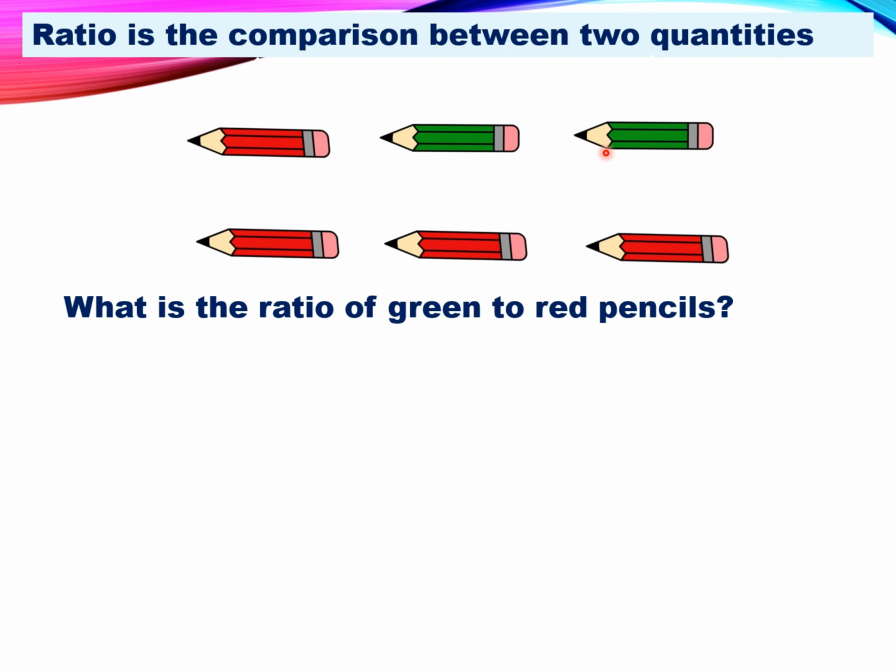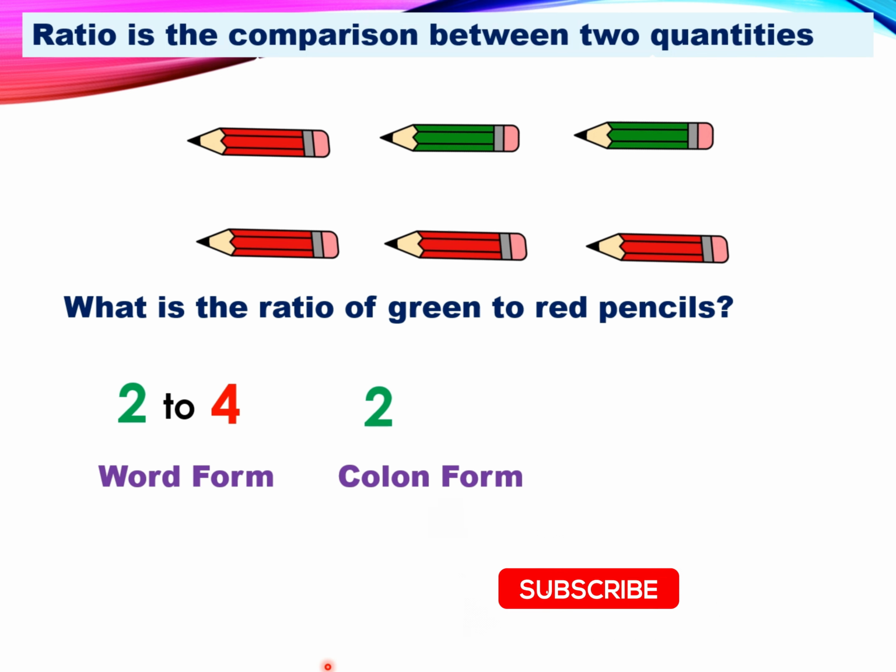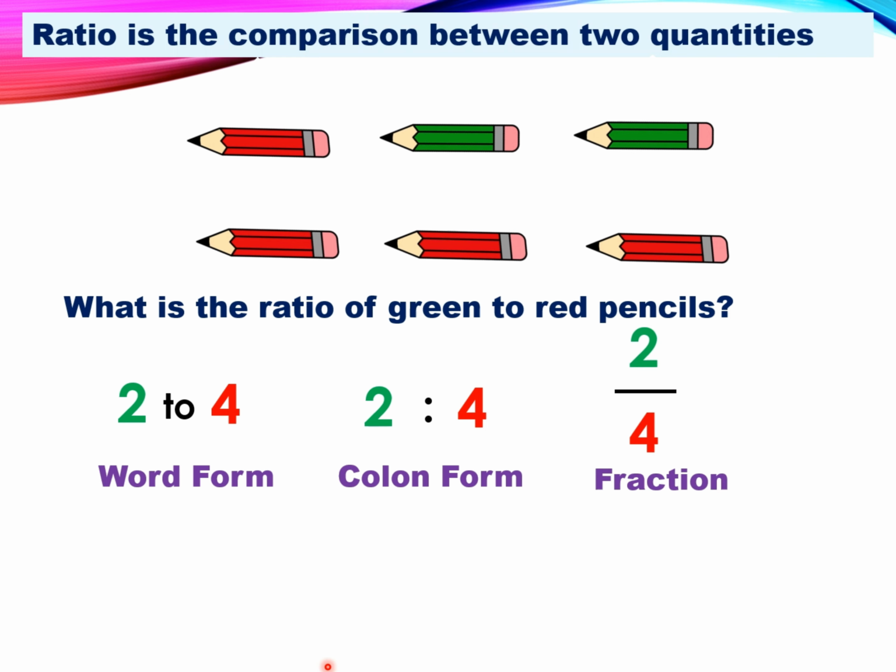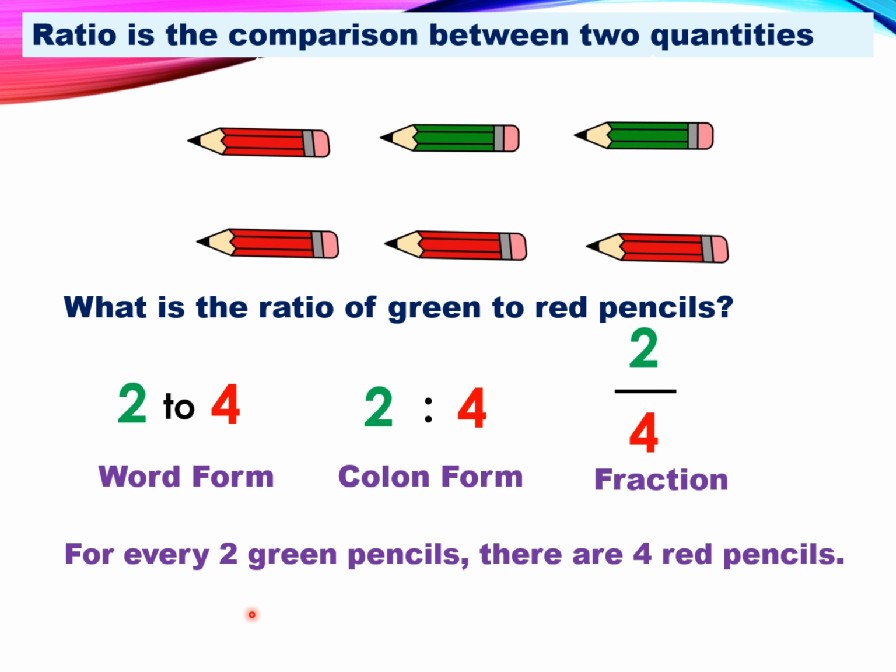Here we have 2 green and 4 red. So in the word form, we write 2 green pencils, and we use the word "to", and 4 red pencils. In the colon form, it is 2, and then we put the colon and 4, 2:4. For the fraction, it's 2 out of 4. It means for every 2 green pencils, there are 4 red pencils.